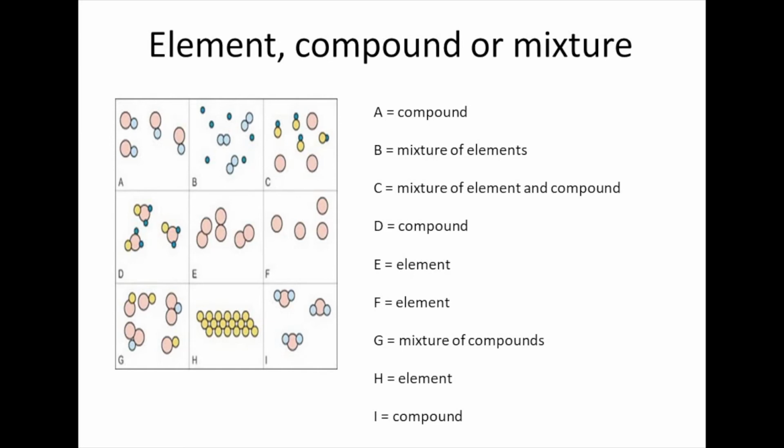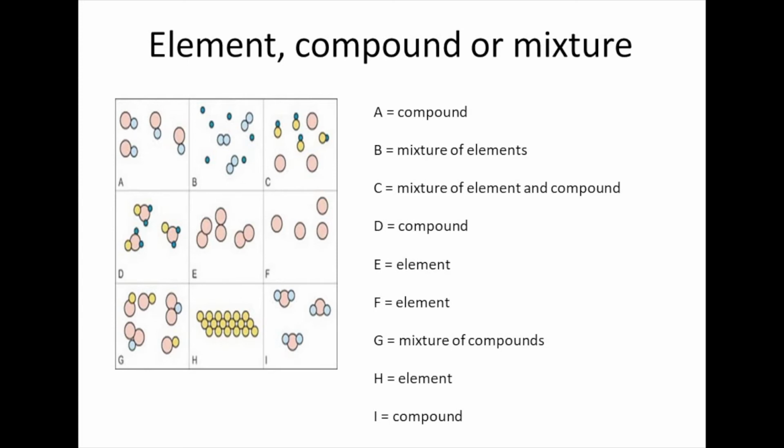C is a mixture of an element and a compound. The elements are just the pink circles. The compounds are the yellow and blues chemically joined together. But it's a mixture because they're not all chemically joined together. D is a compound. E is an element. It's molecules of elements rather than atoms of elements, but it's an element. F is an element, atoms of elements.